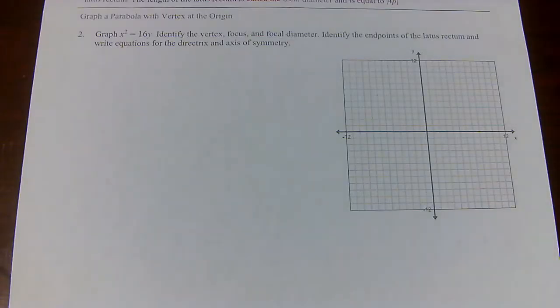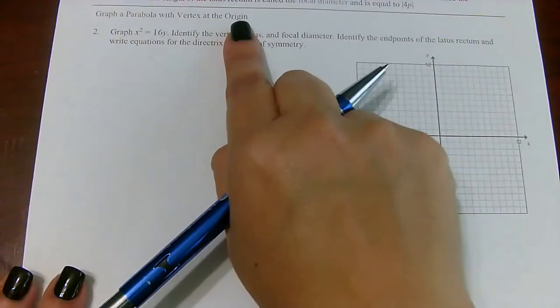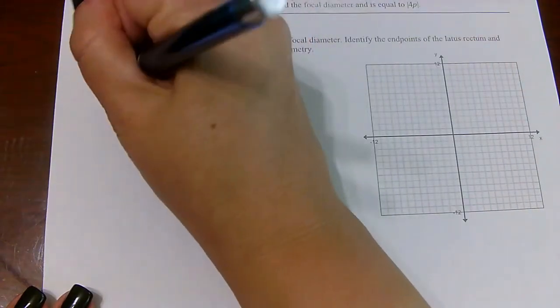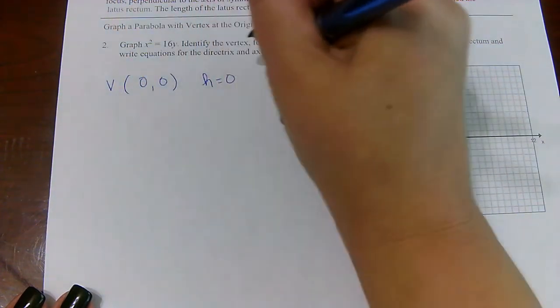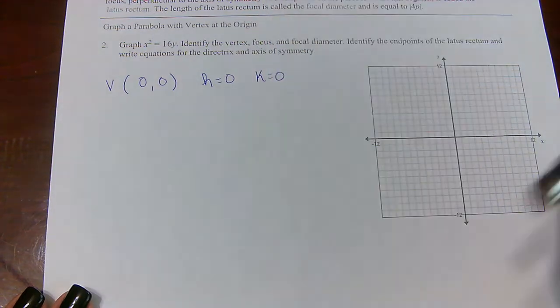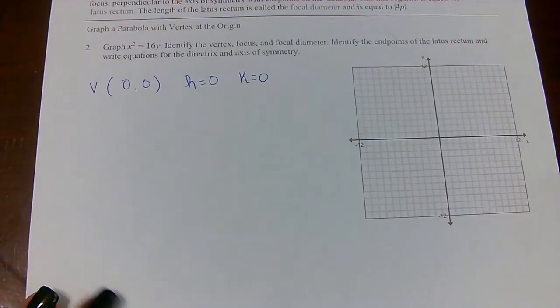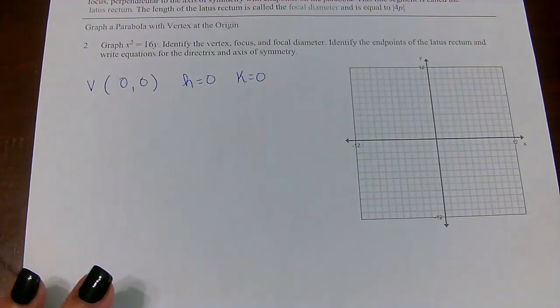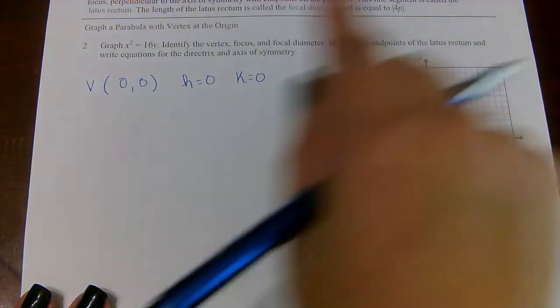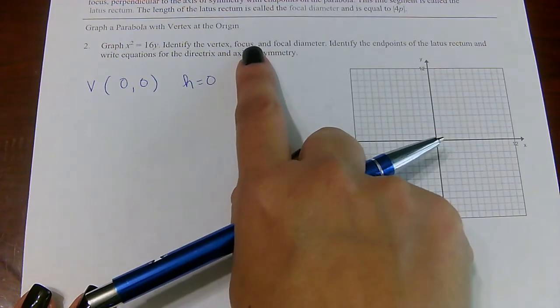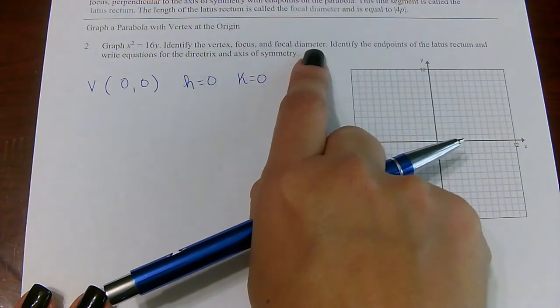Number 2. Number 2 says to graph the parabola with the vertex at the origin. That means our vertex is going to be at 0, 0, or in other words, h is 0 and k is equal to 0. It says graph x squared is equal to 16y. We're going to identify the vertex, which I just did, the focus, and the focal diameter.